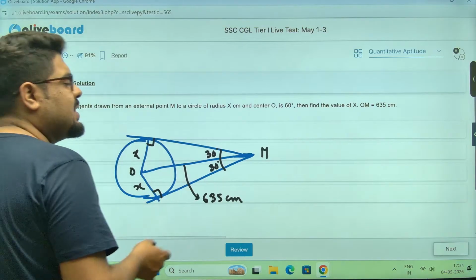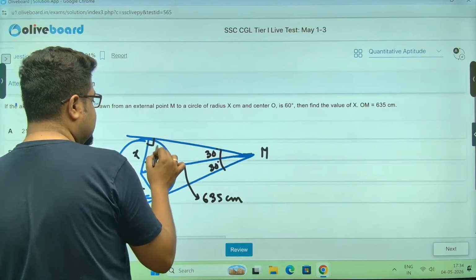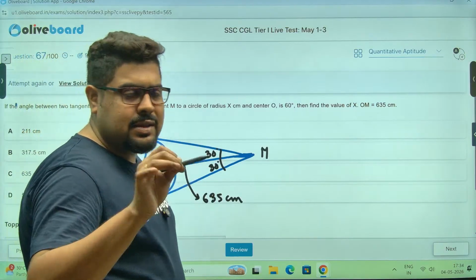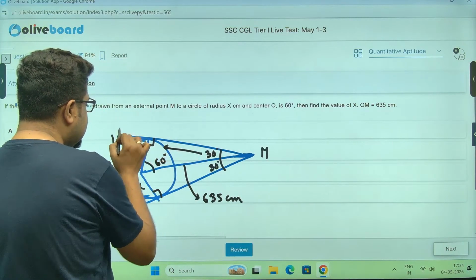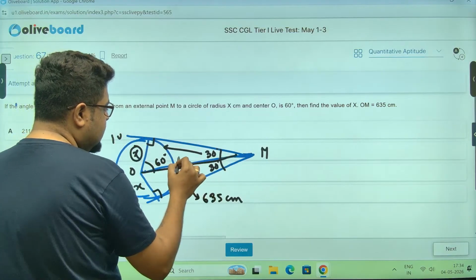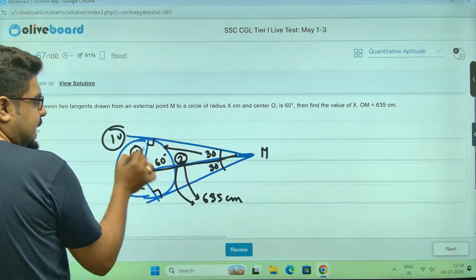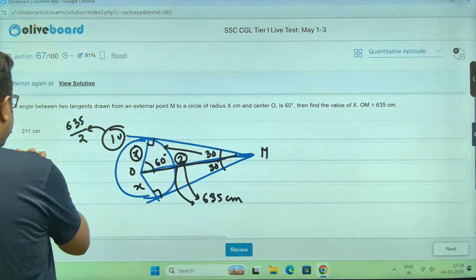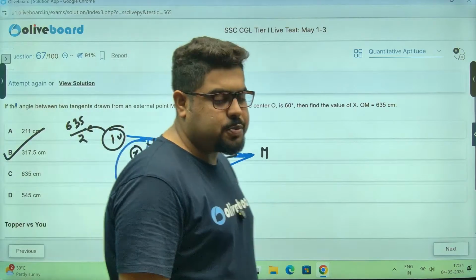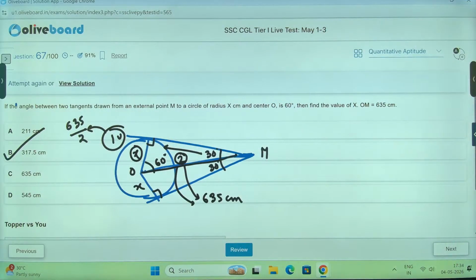So it's very simple then. This is 30, so this is 60. So this is a 30, 60, 90 triangle. Think like this: opposite to 30 is 1 unit, and the hypotenuse is always 2 units. 2 units is given as this. 1 unit will always be the x value, half of this. So 0.5, meaning option B. There is only one option with a 0.5 in it. 635 by 2 is 317.5.